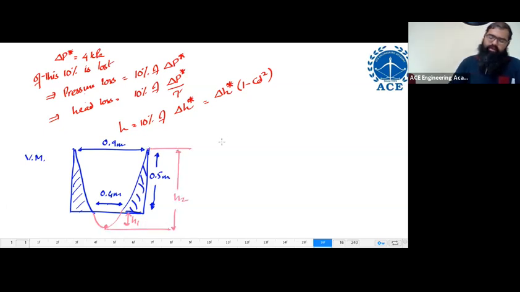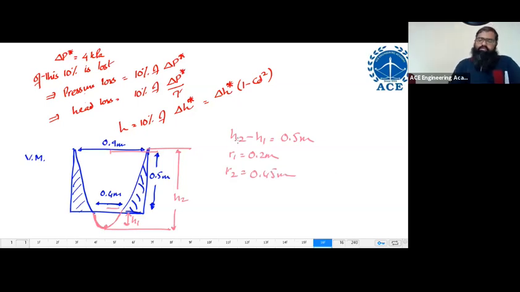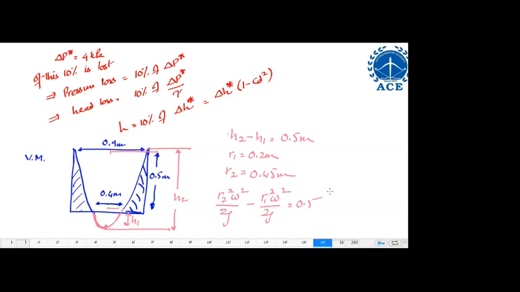The value of H2 minus H1 is 0.5 meters. The value of R1 for this parabola is 0.2 meters. R2 is 0.45 meters. Now H2 I can write as R2 square omega square by 2g, and H1 I can write as R1 square omega square by 2g. We can solve.